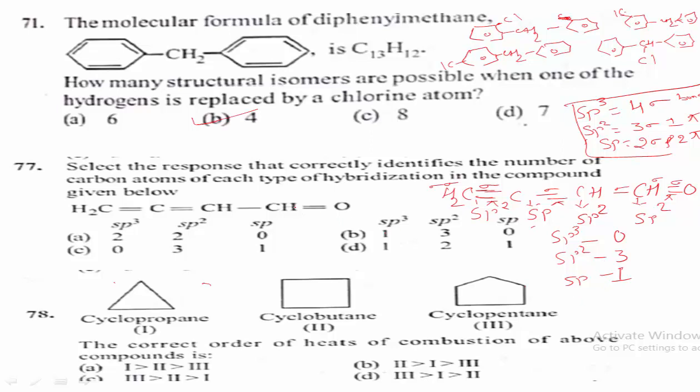Which one is the answer? sp3, sp2, sp: 0, 3, 1. Is it right? There are 0 sp3, 3 sp2, and 1 sp. Therefore the correct answer for this question is option C. Okay, next question number 78, students.